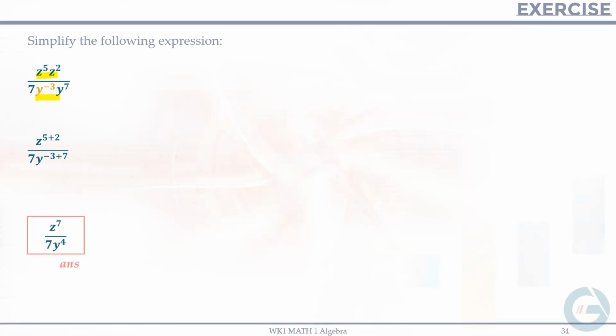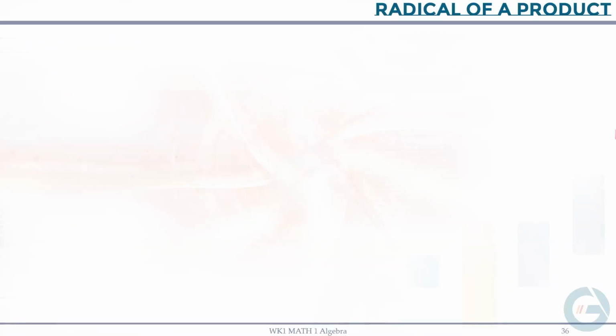So this will be our answer: z raised to 7 divided by 7 times y raised to 4. The next is another rule for the radical. First is the radical over a product. This applies in multiplication.